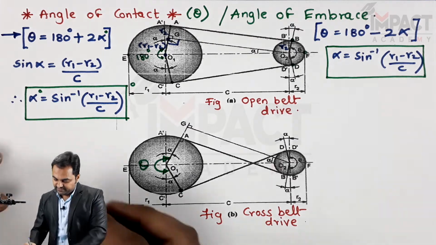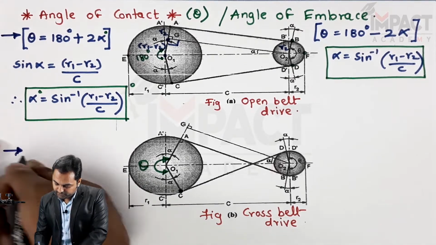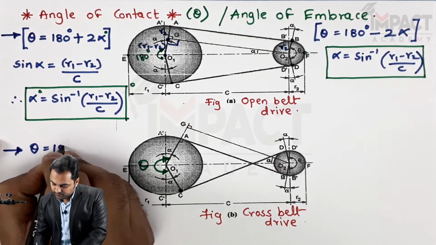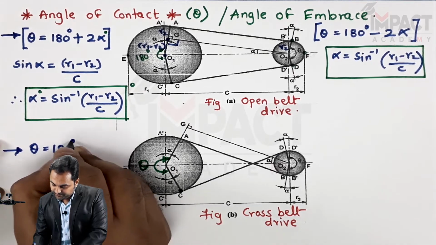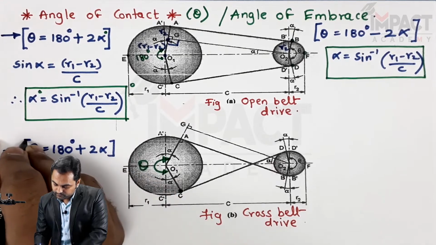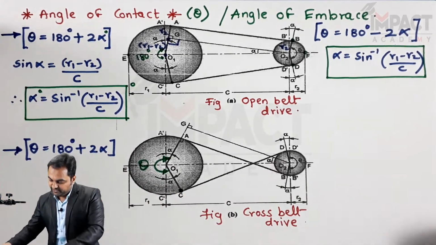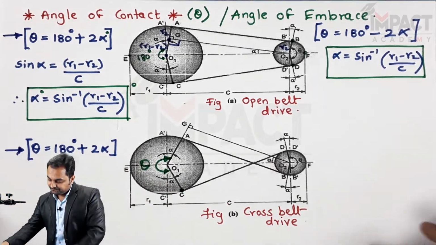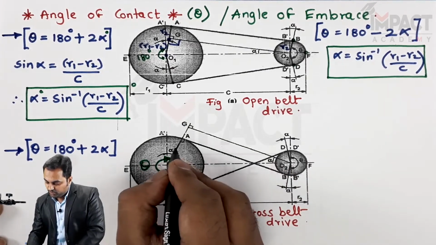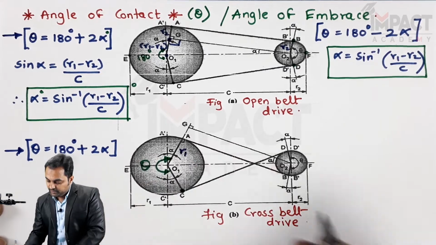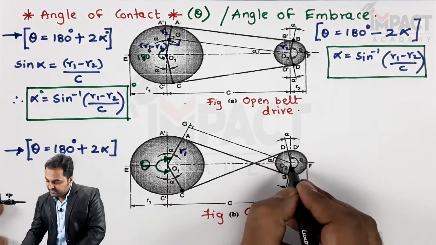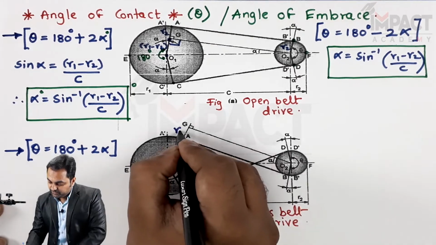So here I'll write it down. For the bigger pulley of cross belt drive, theta is 180 degree plus 2 alpha, and alpha value over here, this angle is alpha, R1 is the radius of the bigger pulley, R2 is the radius of the smaller pulley, and this same radius R2 has been projected over here.